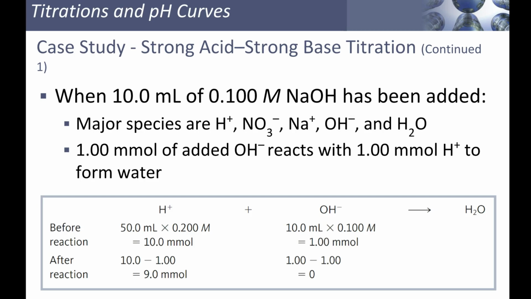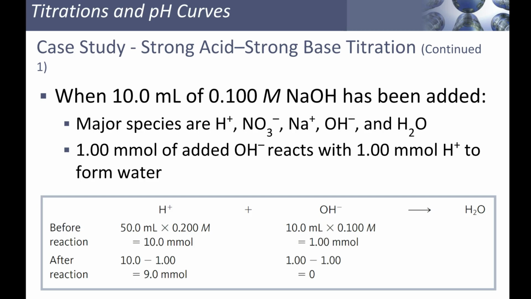Because you're taking 1 millimole of H plus to bond with your 1 millimole of OH minus and make water. So at the end, do you have any OH minus left? No. When will you have OH minus left? How much OH minus do you have to add to this solution to end up with more OH minus than what? More than 10. Yep.